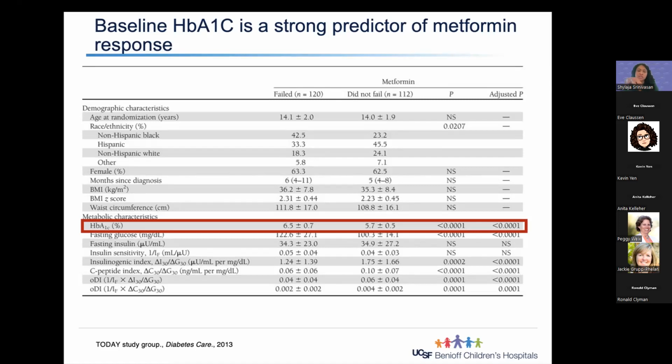So the children in the TODAY study had a run-in period. And after the run-in period, those who were able to maintain a hemoglobin A1C that was less than 6% were more likely to have a sustained glycemic response to metformin. So the lower the A1C at baseline, the lower the A1C during the course of the trial. It seems a little bit intuitive, but it's also a little bit alarming to know that the A1C required for sustained glycemic response is not closer to 7%, which is what the ADA recommends as a treatment target, but closer to less than 6%.